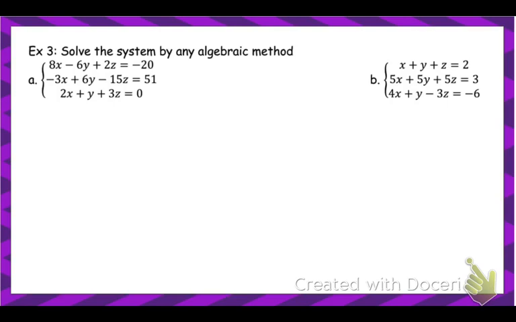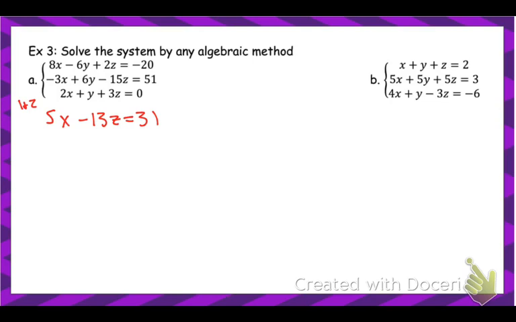Alright, so on A, I'm going to do elimination, and I'm going to eliminate y because it's already really done for me in those first two. So I'm going to start by adding those top two together. So that's the result of adding 1 and 2 to eliminate y.